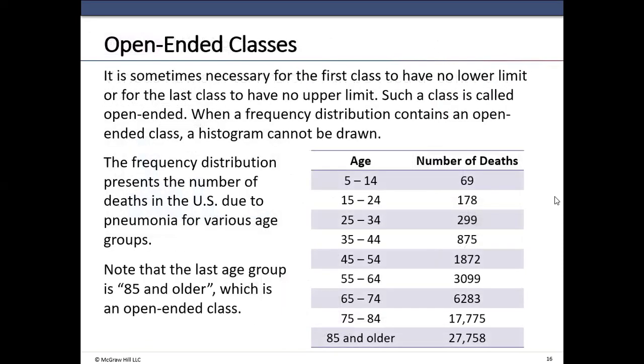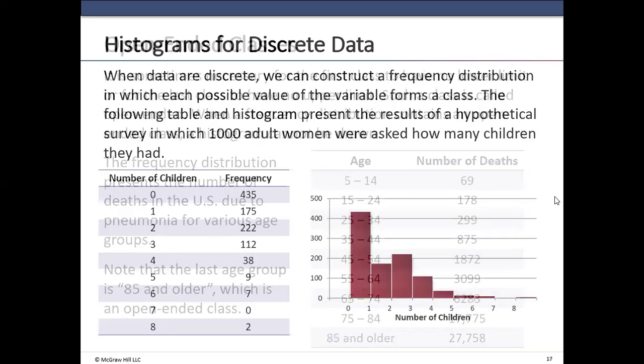It is sometimes necessary for the first class to have no lower limit or the last class to have no upper limit. Such a class is called open-ended. Notice the one at the bottom of this, 85 and older. It does not stop at 94, for example. If the distribution contains an open-ended class, a histogram cannot be drawn. So do not attempt to draw a histogram because the last class in this case does not have an end. This frequency distribution presents the number of deaths in the US due to pneumonia for various age groups. Note that the last age group is 85 and older, which is an open-ended class.